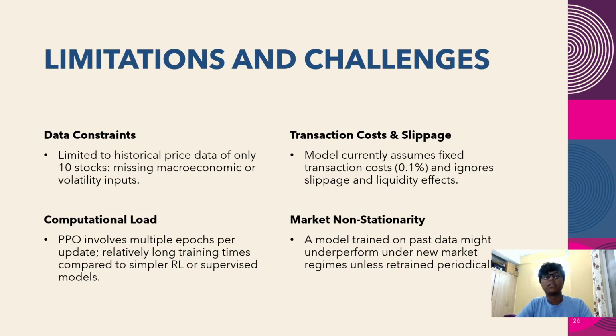Then you have the transaction cost and slippage. In real life, this is not what happens. The model assumes that transaction costs are constant, but in real life they keep changing. You have a lot of factors, including vendor factors, which can become crucial when it trades in real life. Then you have market non-stationarity. A model trained on past data might underperform under new market regimes unless retrained periodically. For example, in different markets in different countries with different configurations, there might be slight changes in how the model is configured, which might starkly reduce its performance and efficiency.